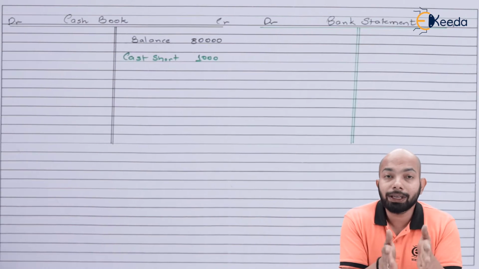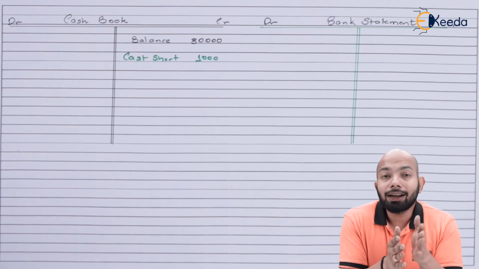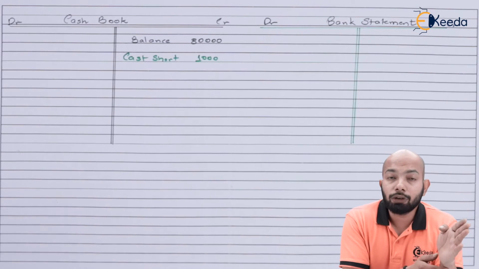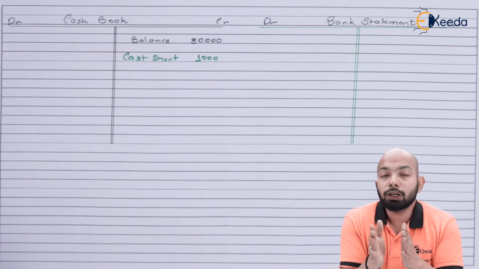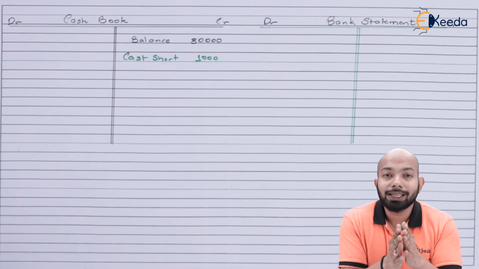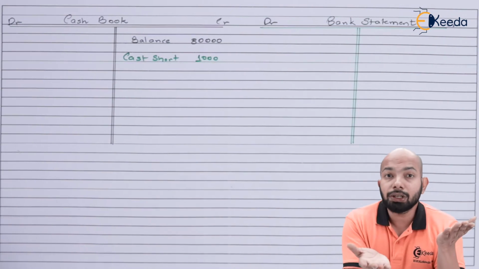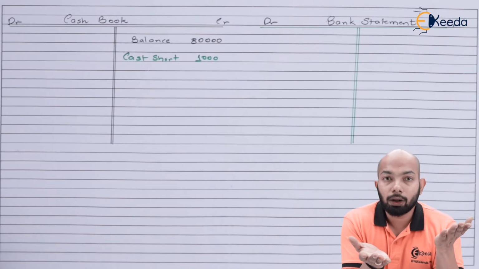So this omission will be now mentioned here as a reduction. Remember, the debit side of the cash book refers to addition of items, and the credit side of the cash book refers to reduction in items. That means addition of bank balance will be on the debit side, and any item that is reducing your bank balance will be on the credit side of the cash book.